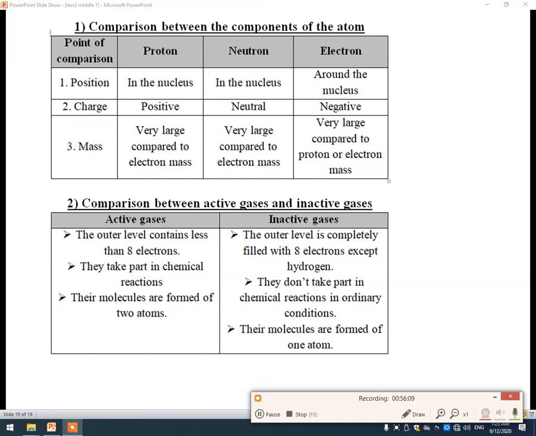And here we have another comparison table between active gases and inactive gases. The outer level of the active gases, like oxygen and nitrogen, contains less than 8 electrons, but in inactive gases the outermost energy level, the last energy level, is completely filled with 8 electrons, except hydrogen.